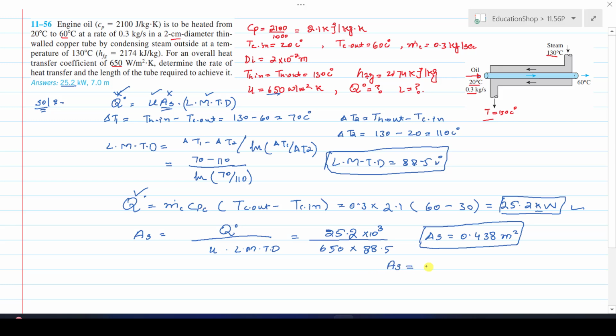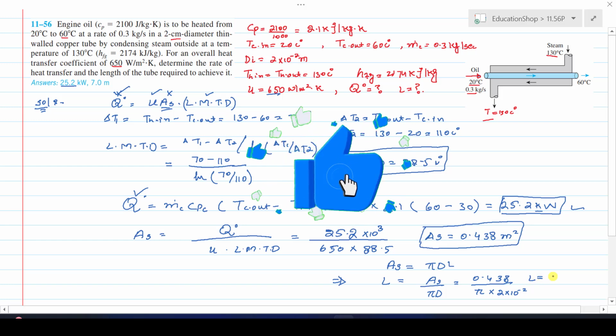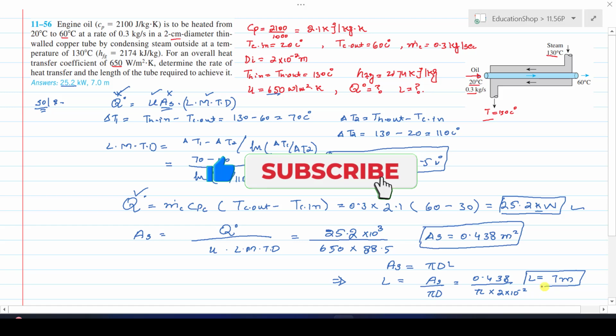That's why surface area of the tube is equal to pi D L, so length is equal to surface area divided by pi D. Surface area is 0.438, and the value of D is 2 multiplied by 10 to the power minus 2. Just simply solve this on the calculator and it will give you the length of the heat exchanger, that is almost 7 meters. And this is our final answer that is asked in the statement.